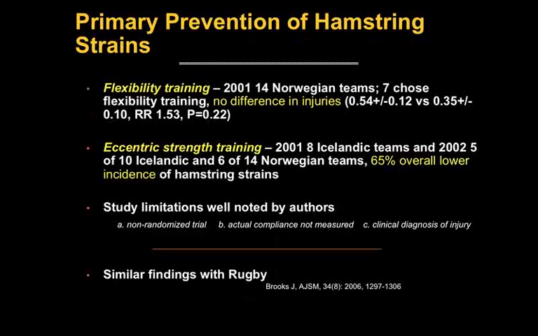And what was found was, in the flexibility training, there was no difference in injuries. In the eccentric training group, there was a 65% overall lower incidence in hamstring strains. The study limitations were well noted by the authors: it was a non-randomized trial, actual compliance was not measured within the group, and the clinical diagnosis of injury wasn't nailed down during the study, so there may have been issues there. But overall, it certainly did show a trend, a very significant trend, although maybe not statistically significant, for eccentric strength training. There were similar findings done with rugby in a study done by Brooks in 2000.